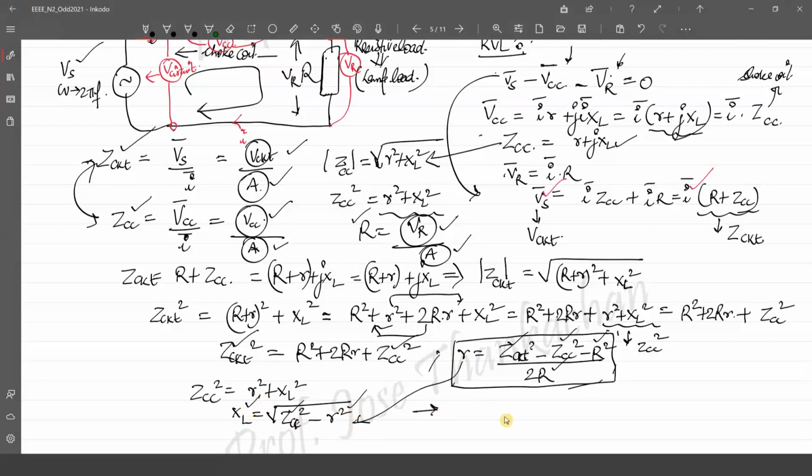And if you know what is XL, XL is nothing but omega into L. Omega is nothing but 2 pi f into L, and the frequency of operation is 50 Hertz because we are connecting it to an AC source of 50 Hertz frequency, isn't it? So substituting it here, we can find out the value of L. L is nothing but XL divided by 2 pi f. We have just now found out what is XL, so this is known to you. If this is known to you, and frequency is known to you, you can find out finally what is L from the given network.